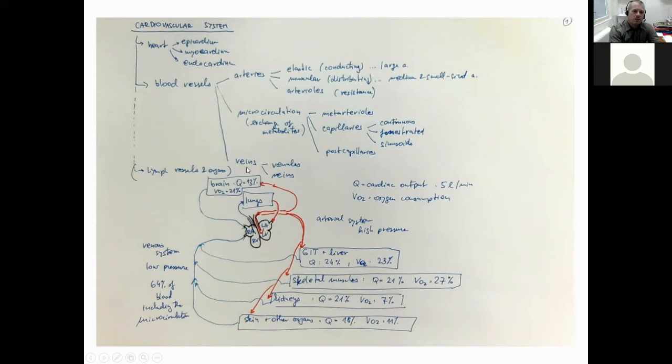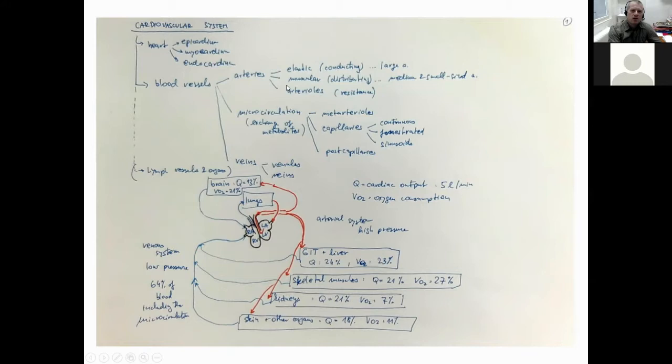From the histological point of view, we will distinguish arteries that are so-called conducting type. That means they have lots of elastin. These are the largest arteries of the human body: the aorta, its major branches, and the pulmonary trunk. The majority of arteries in the human body, and the majority of arteries you know by names from anatomy, are muscular arteries. These are all the medium and small-sized arteries. They are responsible for distributing the blood.